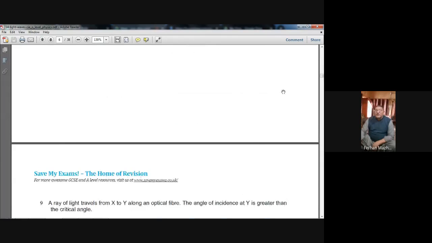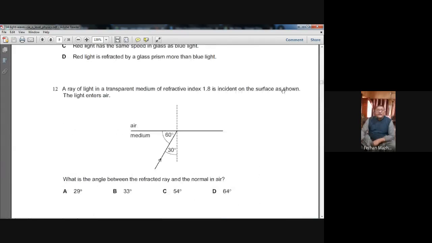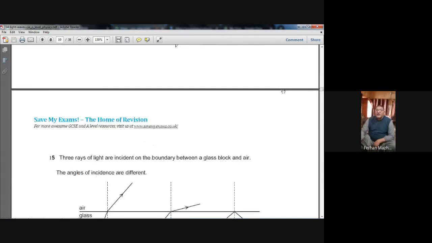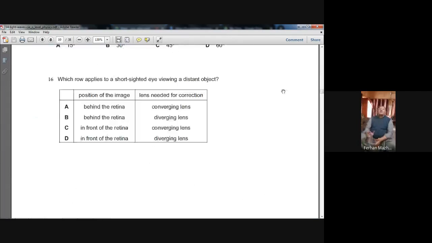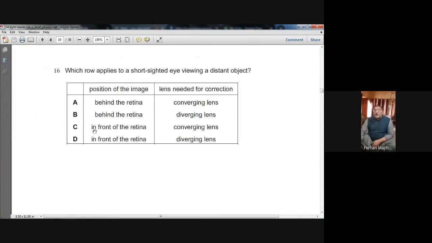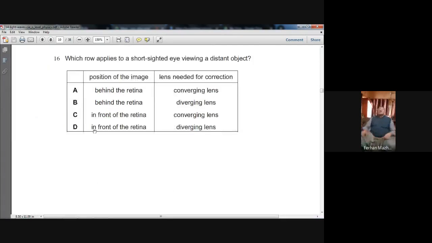Okay, so we are going to question number 16. Last time we were done with question number 15. Now, here we go. Which row applies to a short-sighted eye viewing a distant object? Okay. A short-sighted person can see the near objects, but is not able to see the faraway objects.